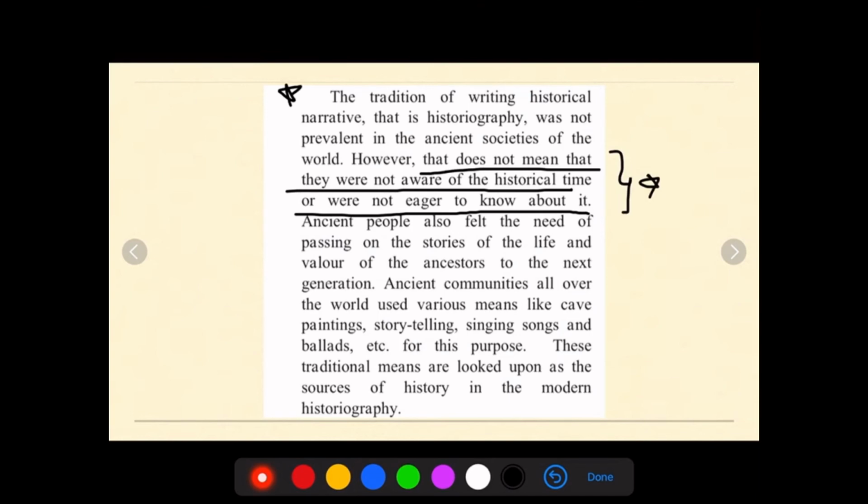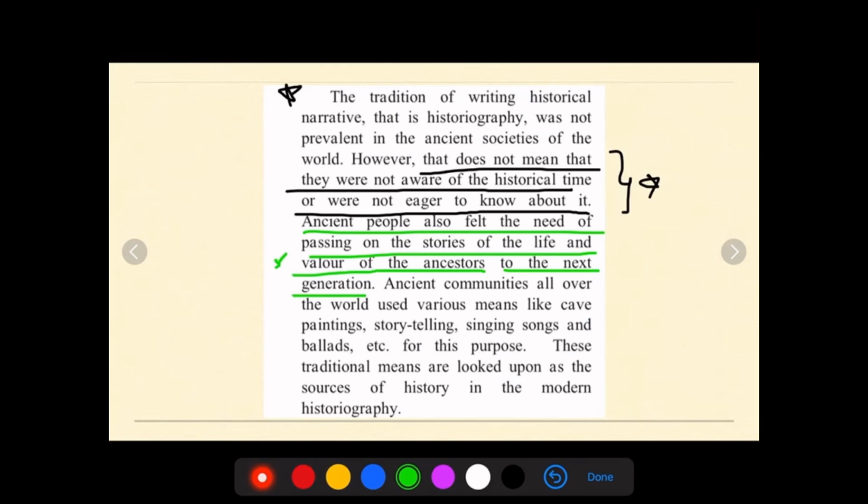Ancient people also felt the need of passing on the stories of the lives and valor of ancestors to the next generation. Stories of life means the things their ancestors did, the brave things. What brave things were done by their earlier generation. So they also felt the need to pass down the stories.